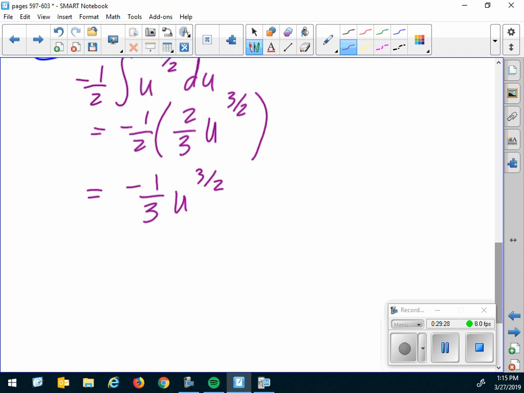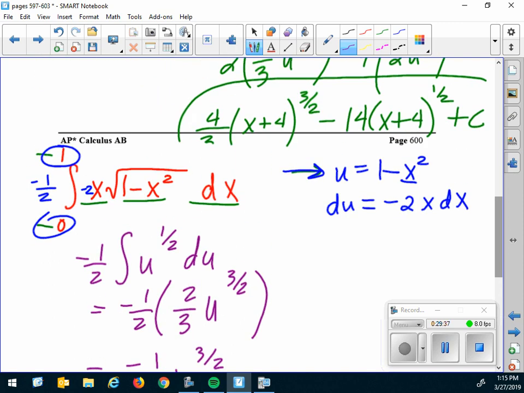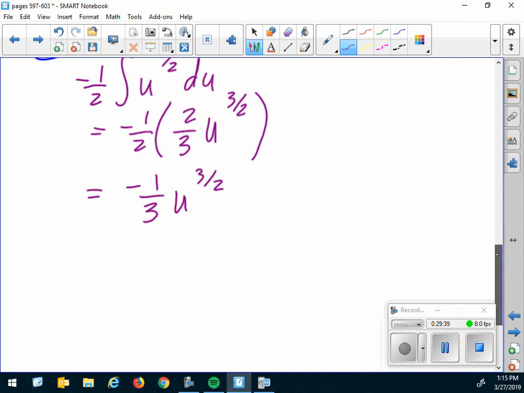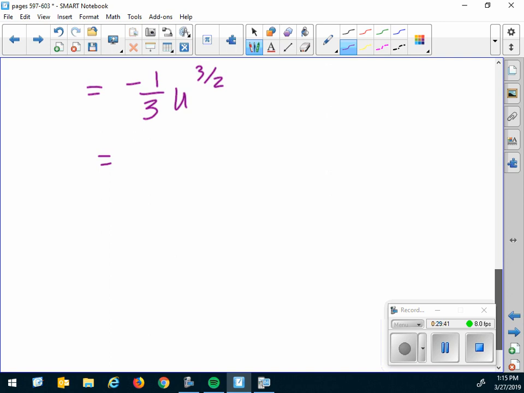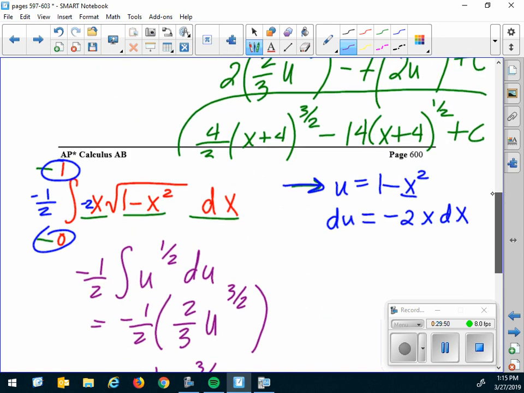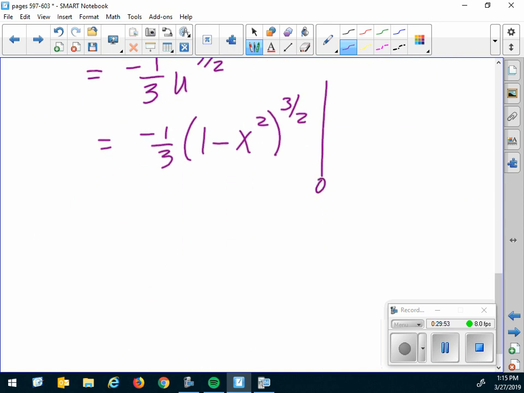Now here's what I'm going to do. I've got it finished. I'm going to stick the x's back in. What was u? 1 minus x squared. So I'm going to rewrite this as, now that I've got the x's back in there, I can use my x limits. And I can evaluate this from 0 to 1 and not have to change the limits.